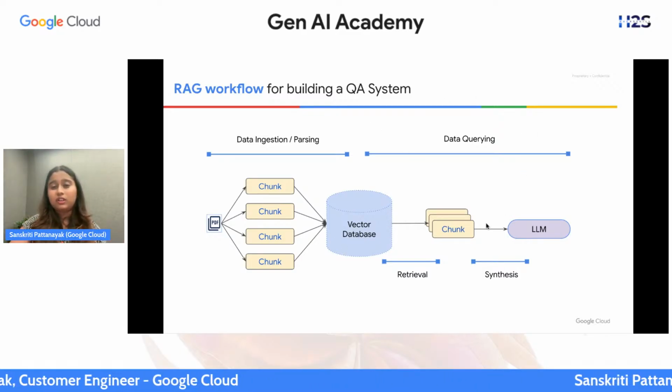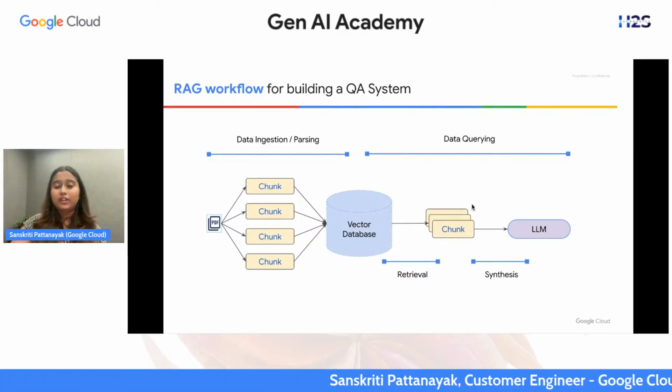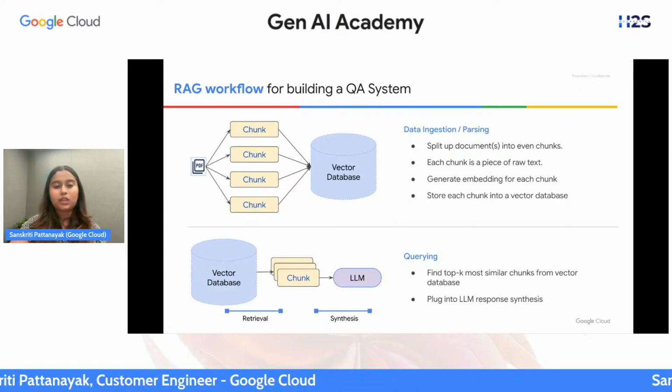Now in the retrieval, or the data querying part, it's going to use this vector database to search the relevant chunk based on my input query and then send it to the LLM. So that is my flow now, end to end.